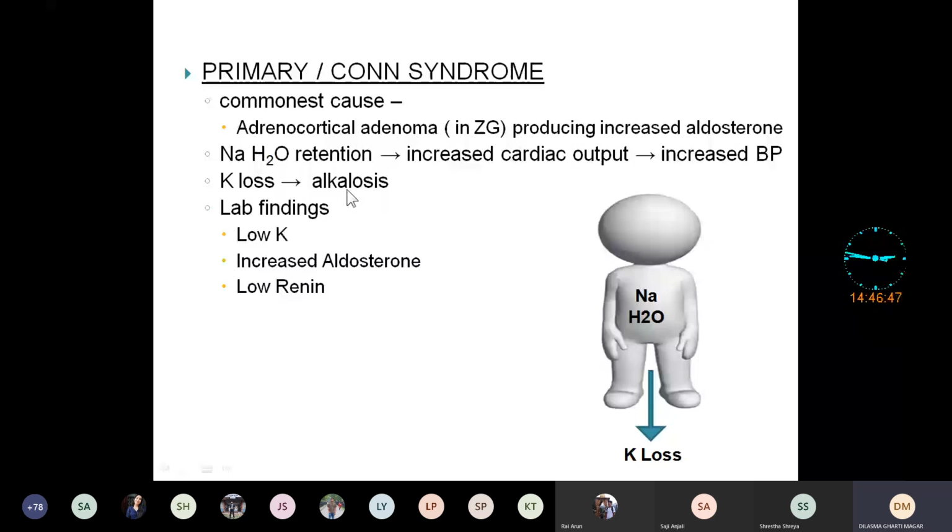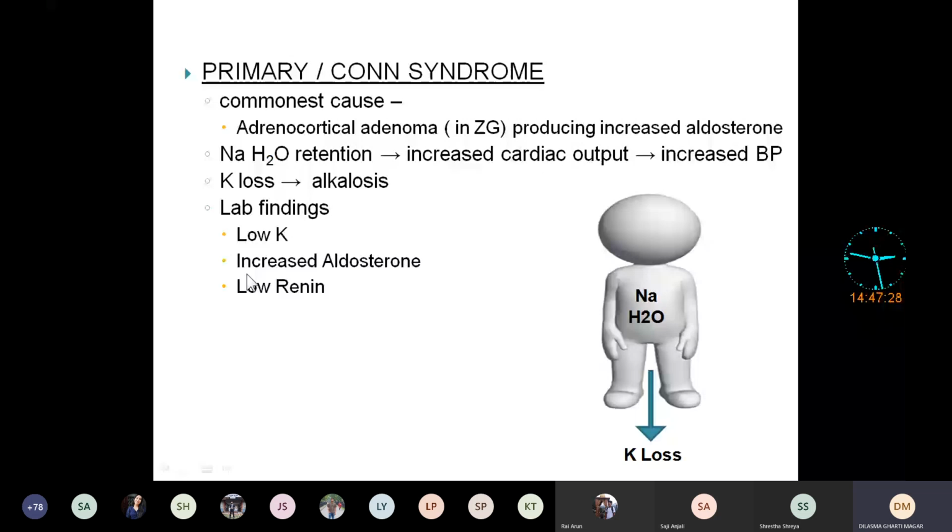In the lab findings, we'll find low potassium because of the potassium loss. And it is hyperaldosteronism, isn't it? So it will show increased aldosterone, understood? Usually low renin will be there. You know why? Because aldosterone is being produced from the adrenal tumor, so there is more and more water and sodium absorption, and the kidney will produce a low renin level.